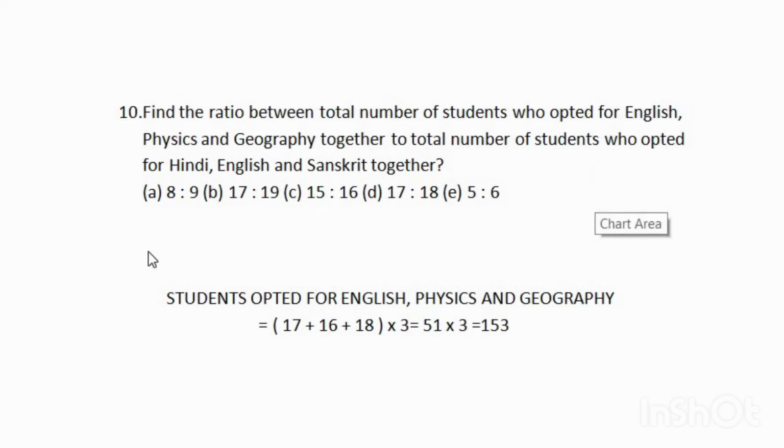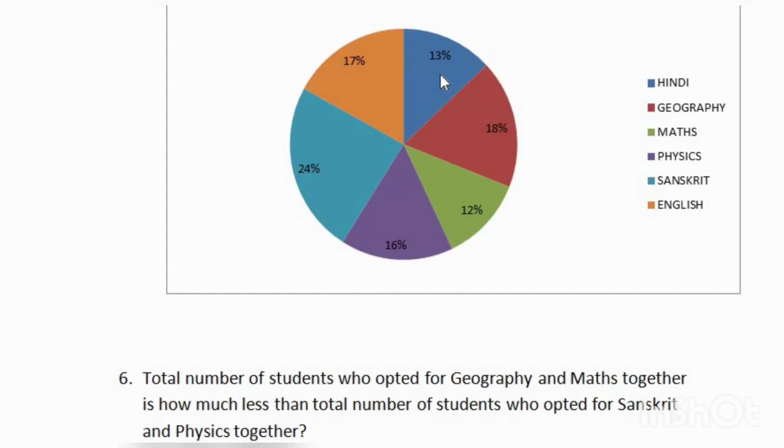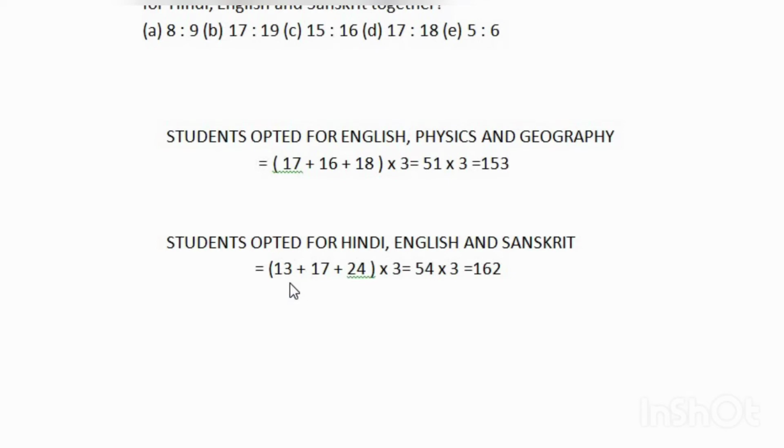Next, find the students who opted Hindi, English and Sanskrit together. From the pie graph, Hindi opted 13%, then Sanskrit it is 24% and English is 17%. So 13 plus 17 plus 24. So summing up all these three numbers, you will get 54. Then into 3, total number, right? 300 and 100 get cancelled. That's why we have written 3 here. So 54 into 3, it is 4 3s are 12, remainder 1. 5 into 3 is 15 plus that remainder 1, 16. So the answer is 162.